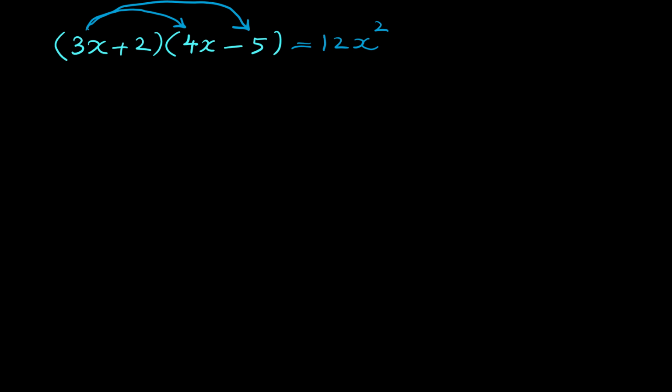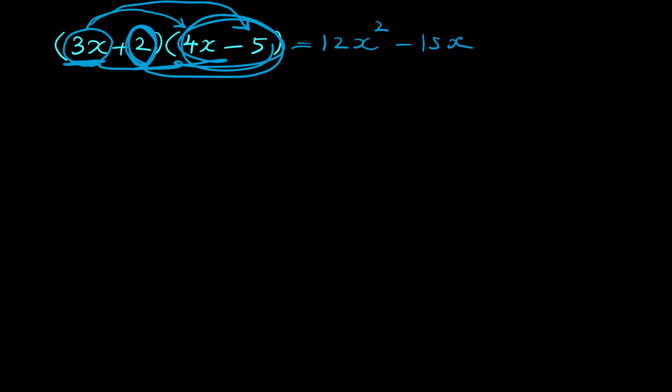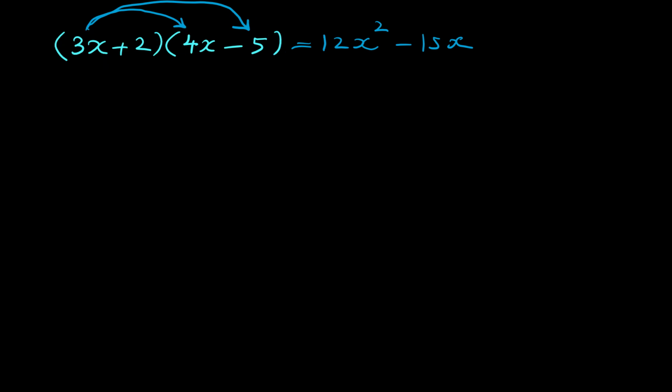Then 3x times negative 5. 3 times negative 5 is negative 15, but we have x, so negative 15x. Now that we are finished with the first term, we've multiplied the first term in each bracket. Now is the time to multiply the second term in the first bracket by each term in the second bracket. So now we multiply 2 by 4x, which is 8x, and 2 times negative 5 is negative 10.